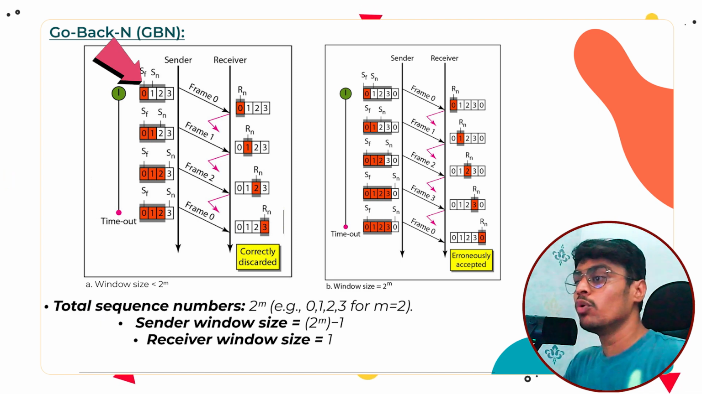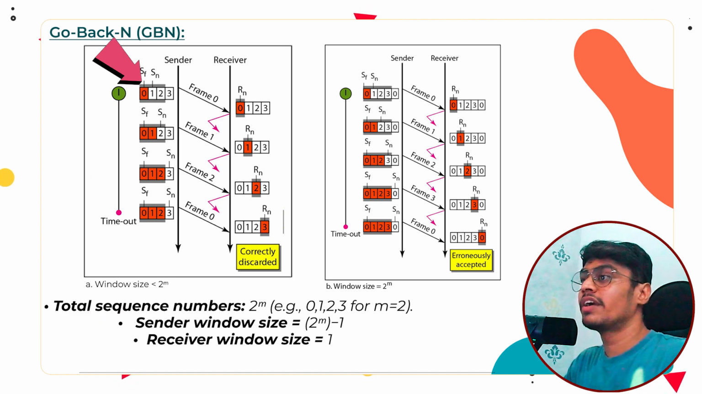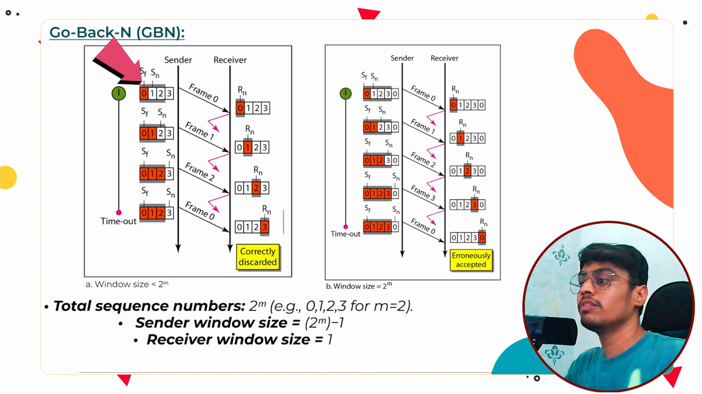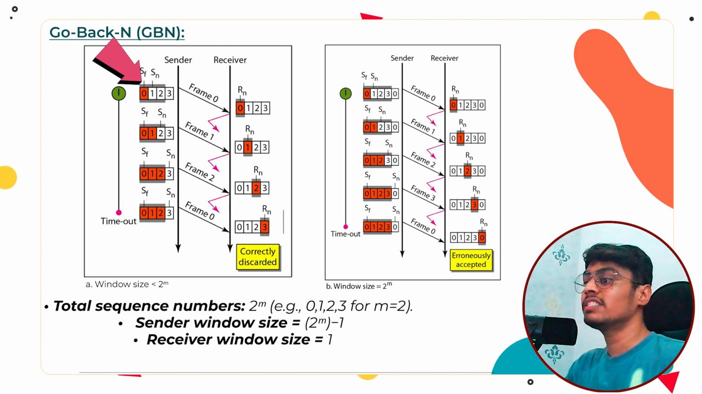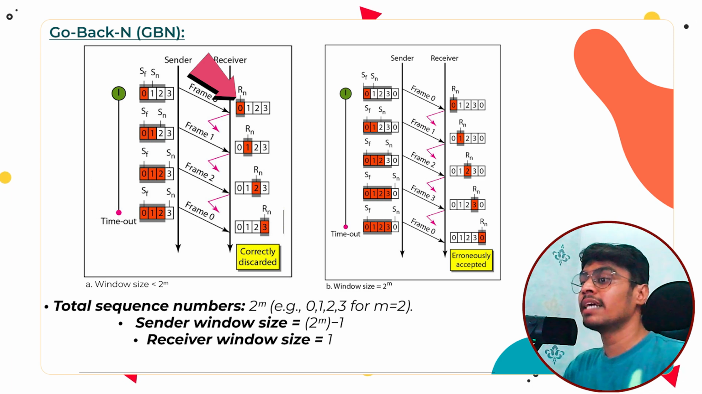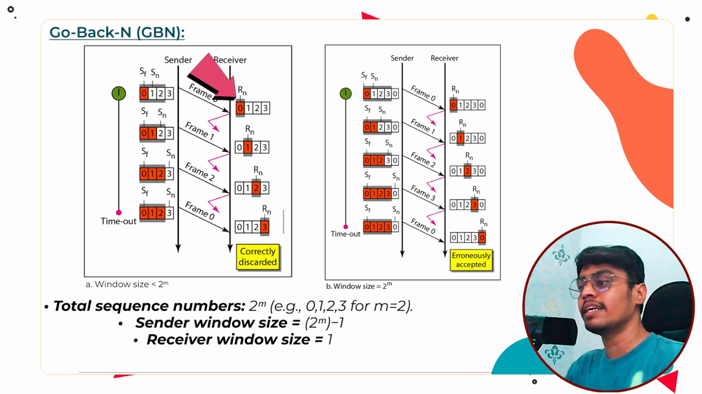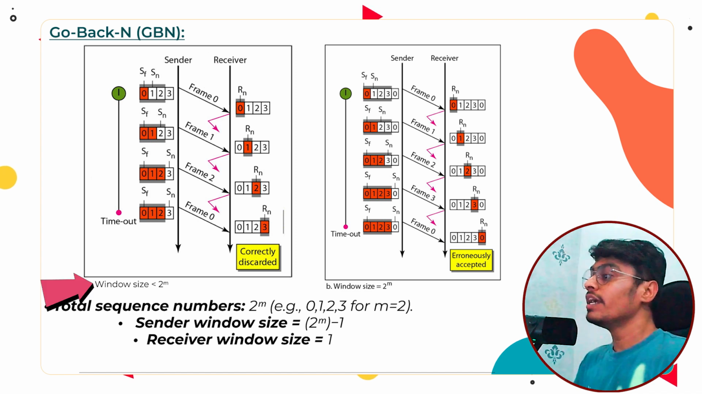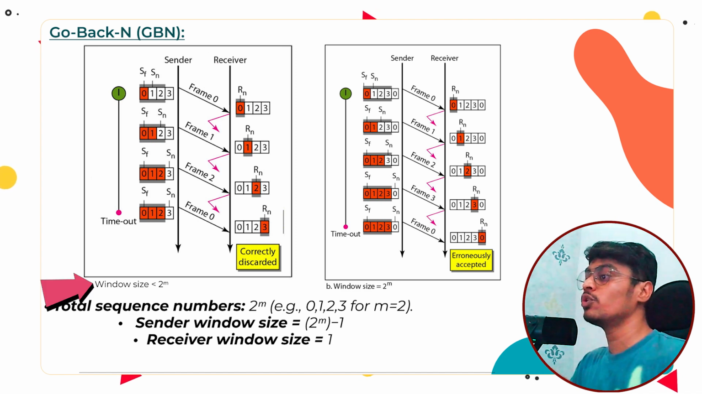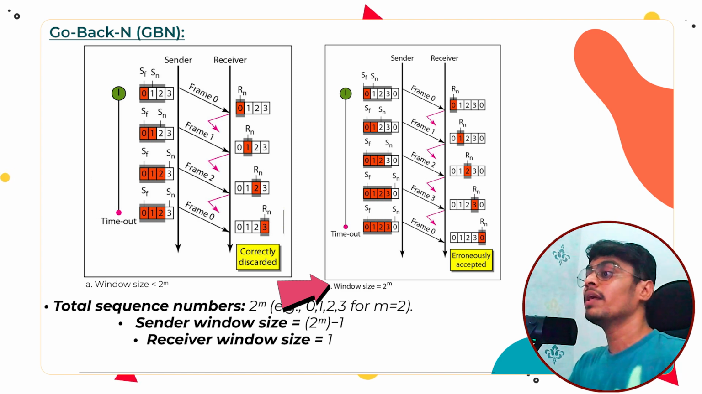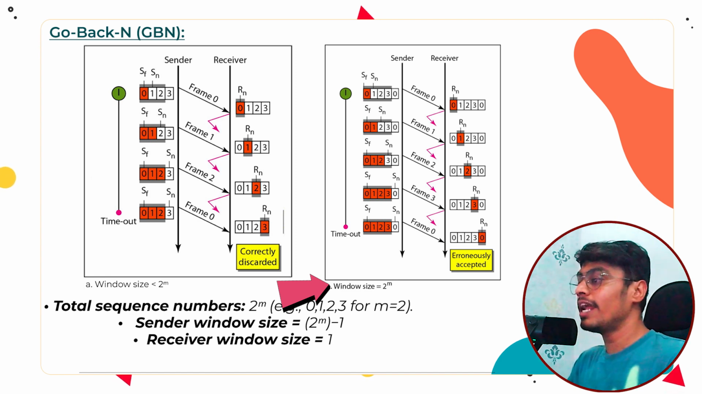If you look at the diagram, you can see the gray part is the window. The window covers 0, 1, 2. That's 3 frames. But always remember, the receiver window size is 1. This means the sender can send multiple frames at a time, but the receiver says it can only accept one at a time. Now, here is an important point. The window size should be less than 2^m. The window size should not be equal to 2^m. If the window size equals 2^m, then there is a problem. How? Let me show you.